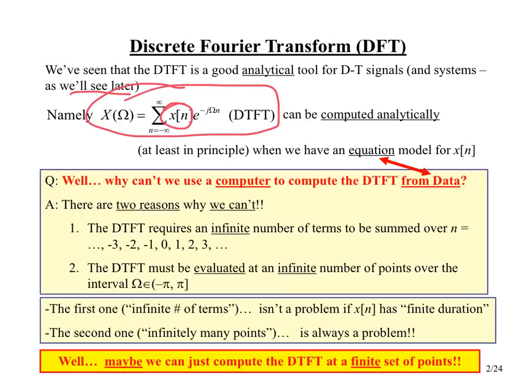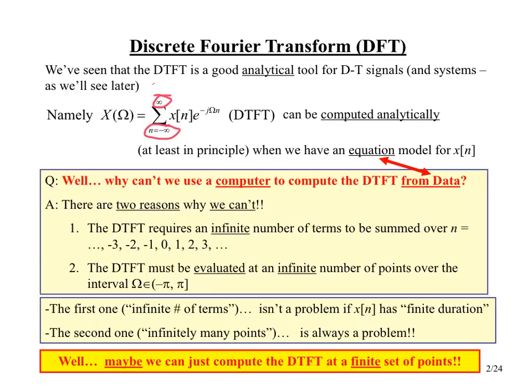So the question is, why can't we use a computer to just compute the DTFT from data? And there's at least two reasons why we can't. The first comes from the fact that our equation here goes from minus infinity to plus infinity. So technically, even if we don't collect all the signal samples, those signal samples exist in principle, if we have an infinite number of terms, or at least some very large number of terms, more than we can bring into our computer. So we can't really compute the sum as it's stated for the DTFT because there's an infinite number of terms.